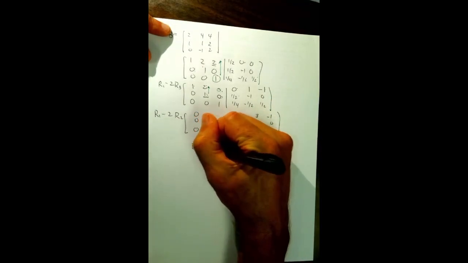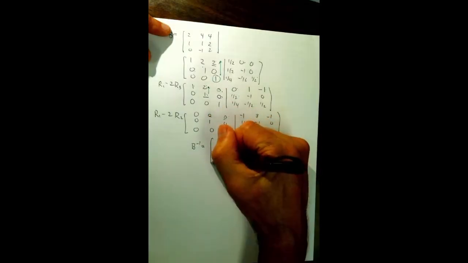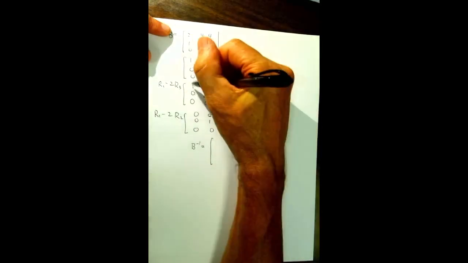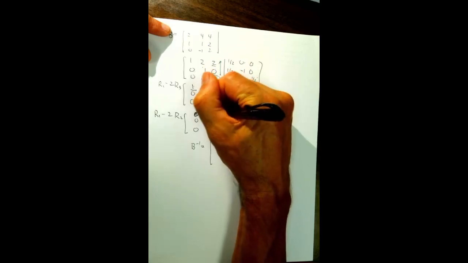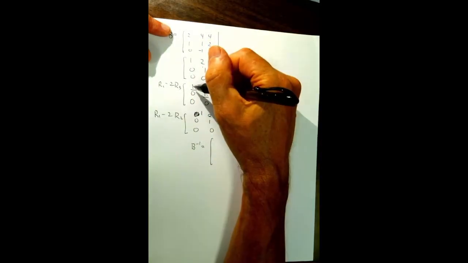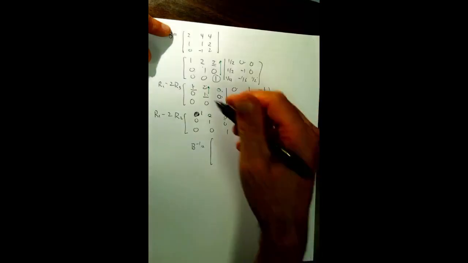So that means my B inverse should be, oops, I messed up. I wrote, that should be a 1, right? Because that gives me 1 minus 2 times 0.